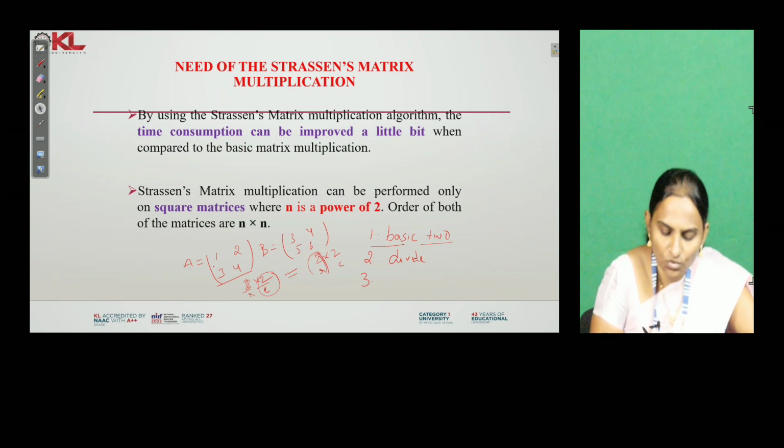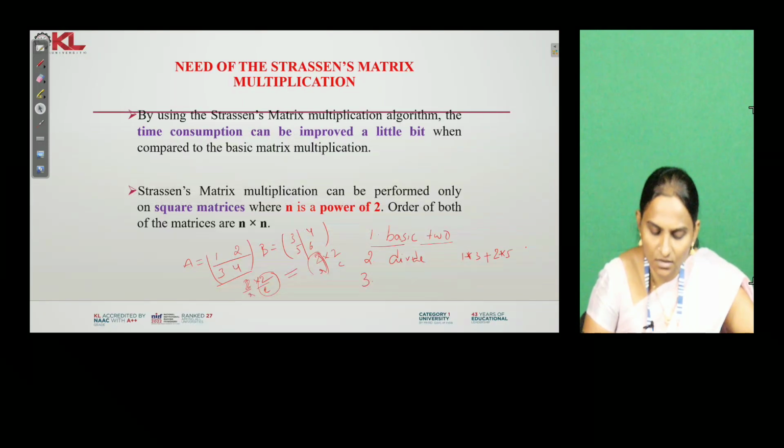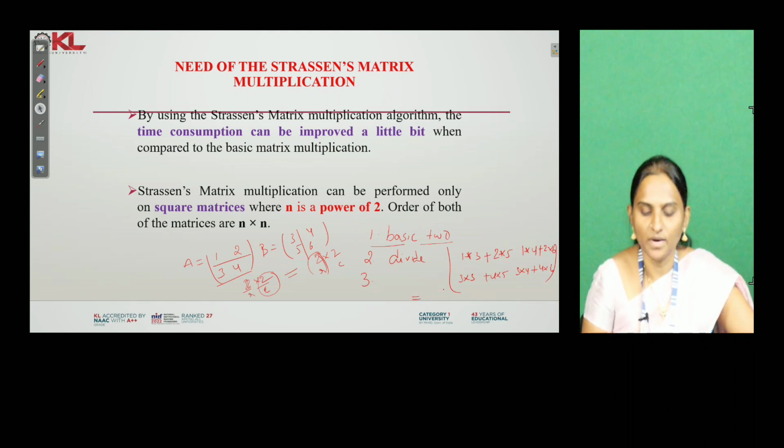So this is the condition for multiplication. How to do the multiplication? 1 into 3, the first row element with the first column element, plus the second row element with the second column element. Likewise, the first row element with the second column: 1 into 4 plus 2 into 6, 3 into 3 plus 4 into 5, 3 into 4 plus 4 into 6. So this is the process to multiply two matrices.